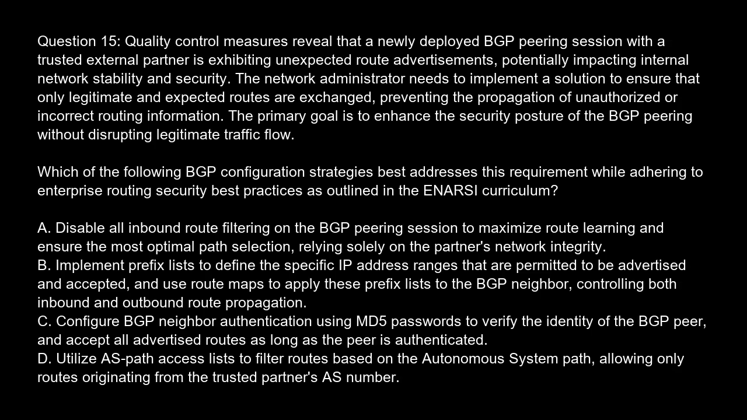Option B. Implement prefix lists to define the specific IP address ranges that are permitted to be advertised and accepted, and use route maps to apply these prefix lists to the BGP neighbor, controlling both inbound and outbound route propagation. Option C. Configure BGP neighbor authentication using MD5 passwords to verify the identity of the BGP peer, and accept all advertised routes as long as the peer is authenticated. Option D. Utilize AS path access lists to filter routes based on the autonomous system path, allowing only routes originating from the trusted partner's AS number.